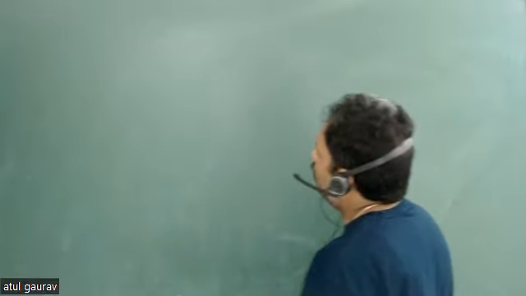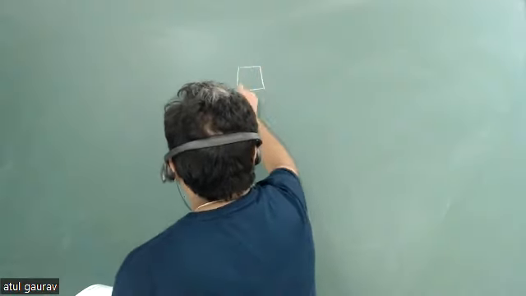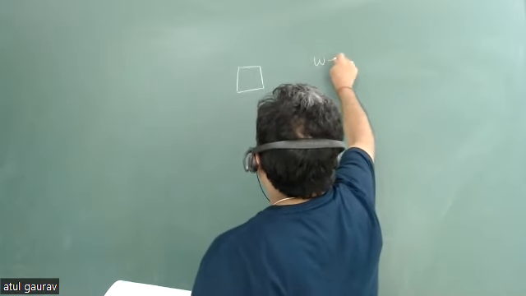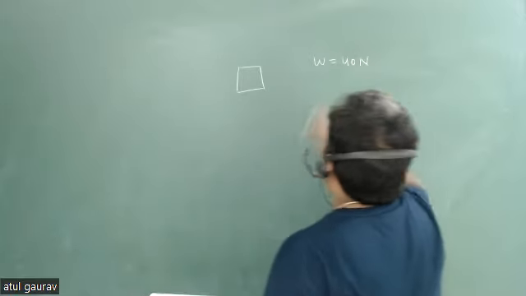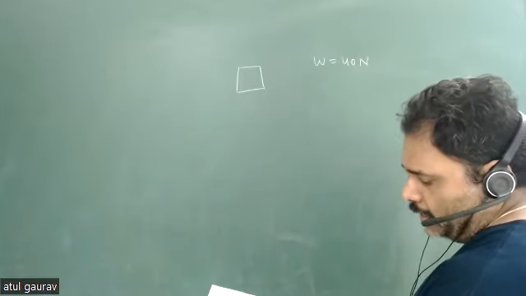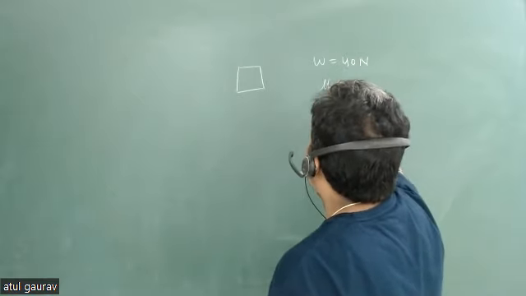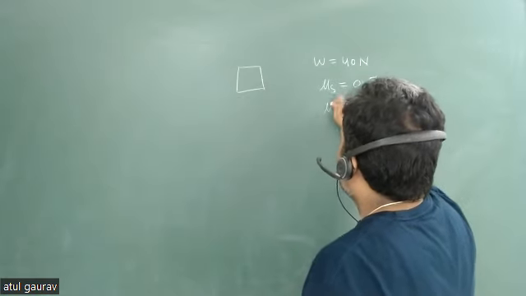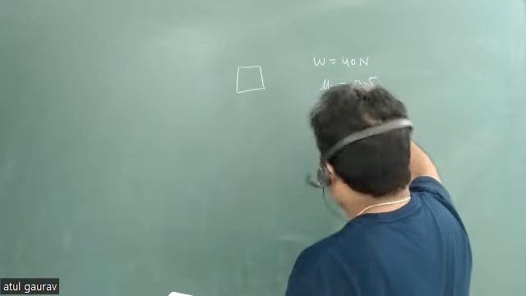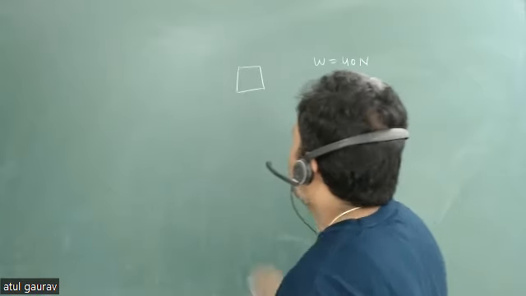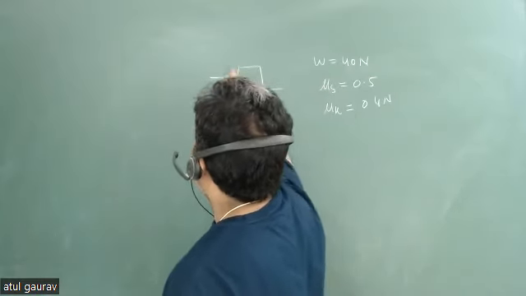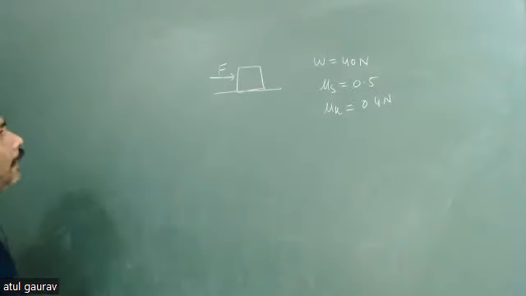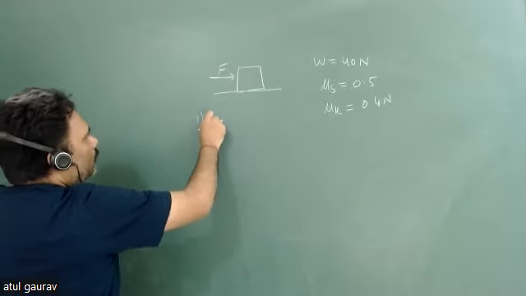So what you have is a mass, and this mass has weight 40 Newton. The coefficient of static friction is equal to 0.5, and the coefficient of kinetic friction is 0.4. You are applying a horizontal force. Okay. Question number 1: what is the limiting friction?